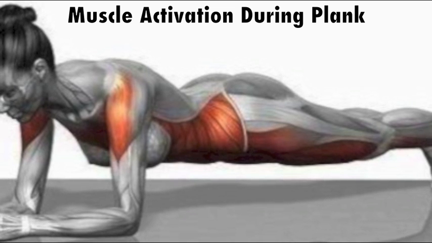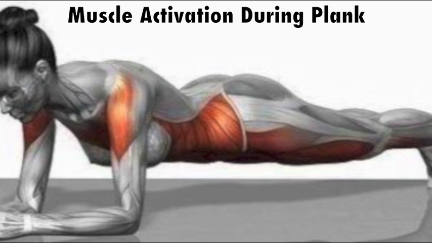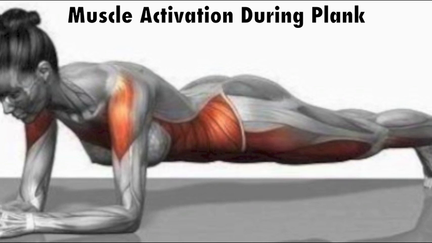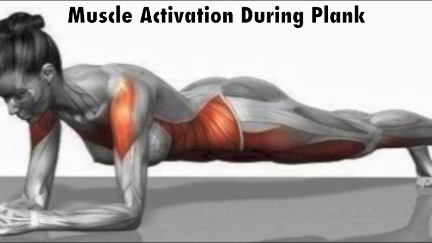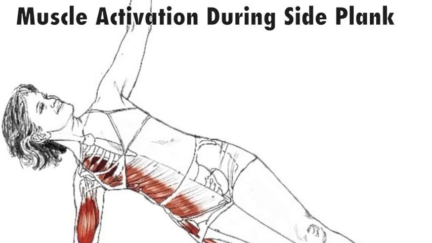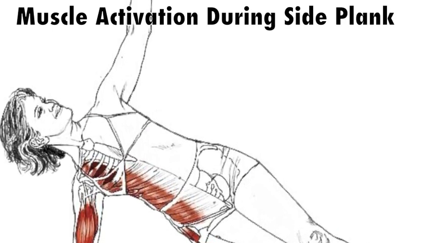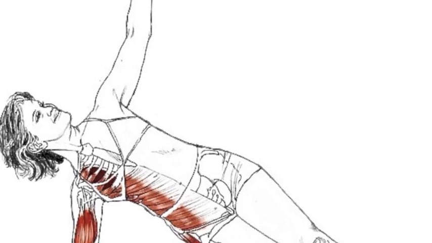This image shows the muscle activation during a prone plank. In addition to these muscles, we would also encourage the activation of the glutei. This image shows the primary muscles activated during a side plank.